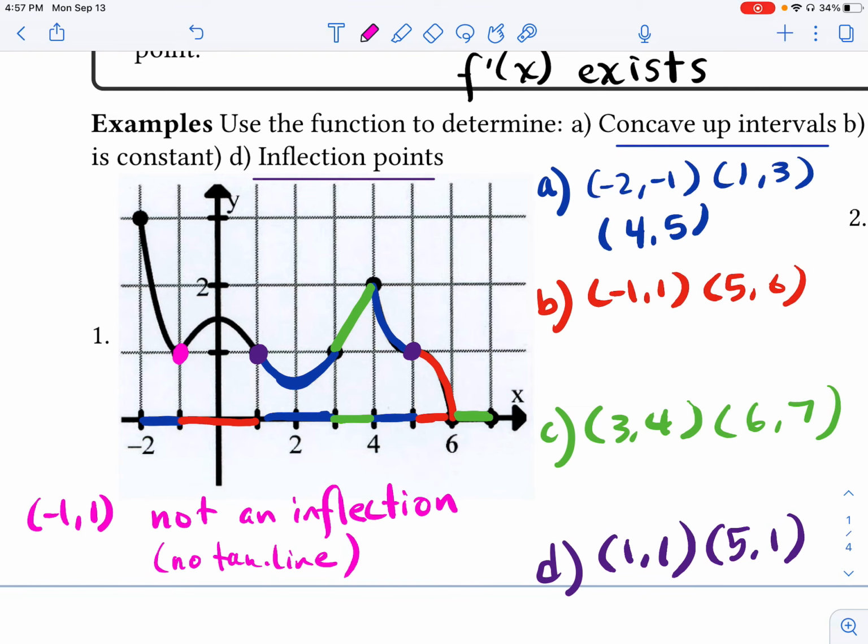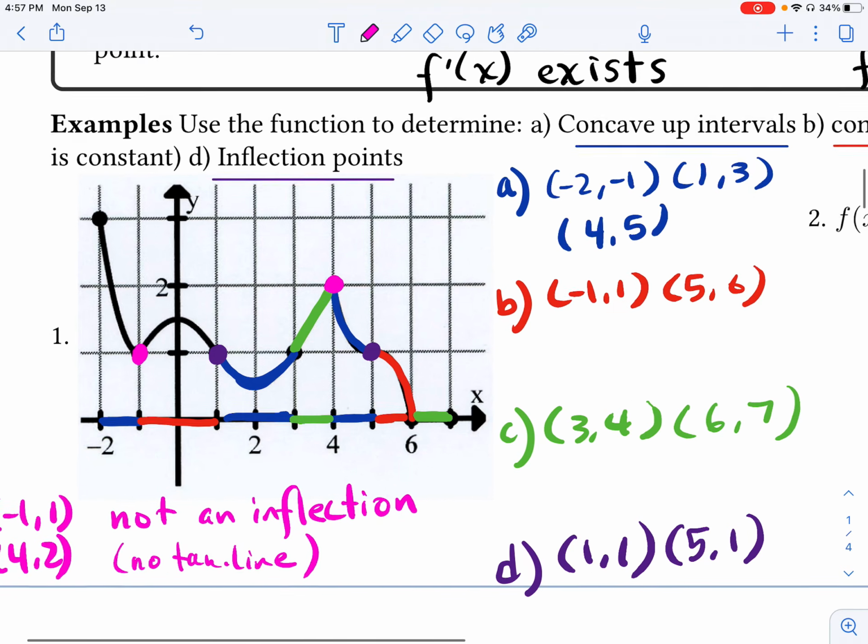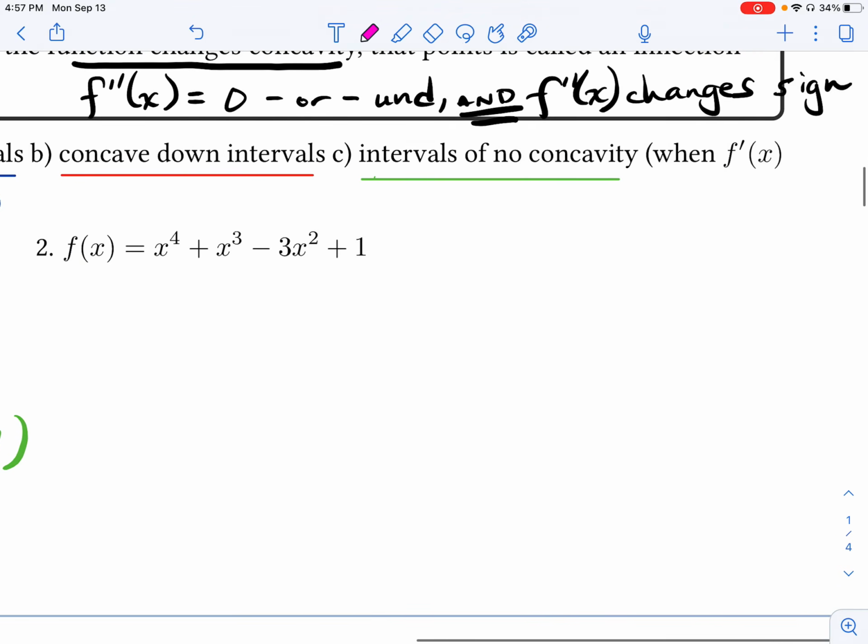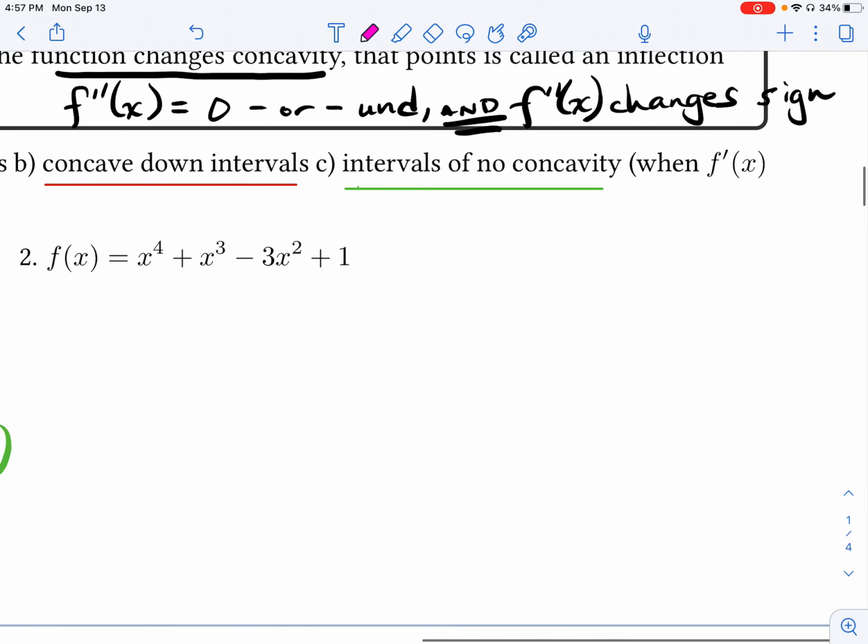Now, is there another place where we would say there would not be an inflection point? Well, also at (4, 2). Even though it may appear that way, we would see that there is no change in concavity there. More importantly, it's not differentiable there at the point (4, 2).